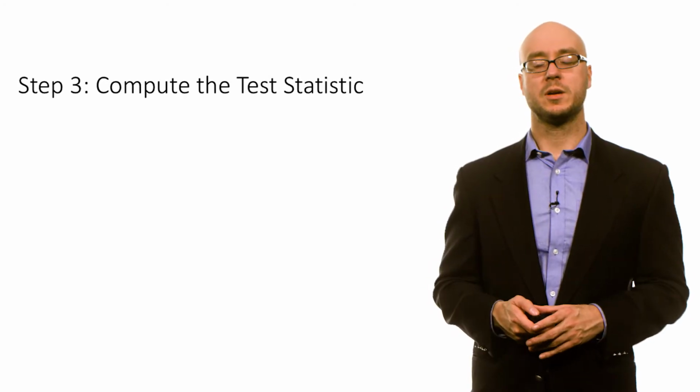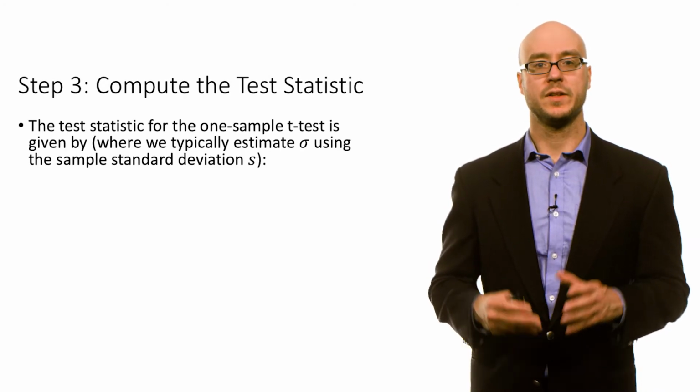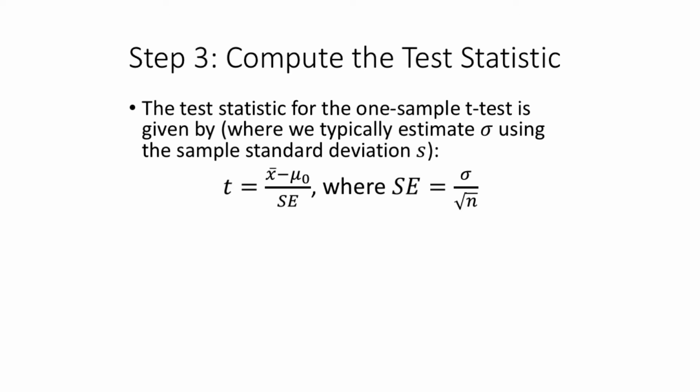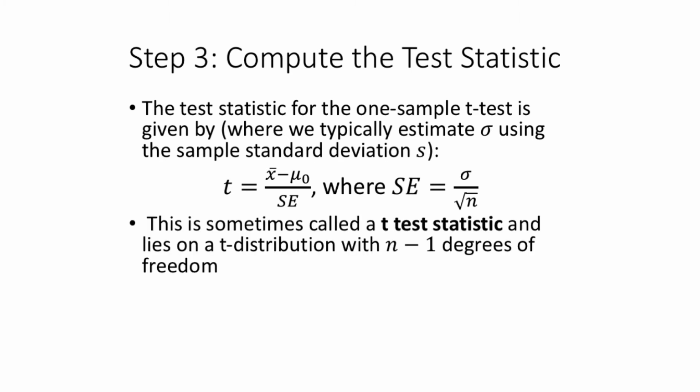For step 3, we compute the test statistic. The test statistic for the one sample t-test is given by the following, okay? It looks really pretty similar to the z-test statistic. It's the point estimate, the sample mean, minus the claimed value of the population mean, divided by the standard error, where the standard error is, again, the population standard deviation divided by the square root of the sample size.